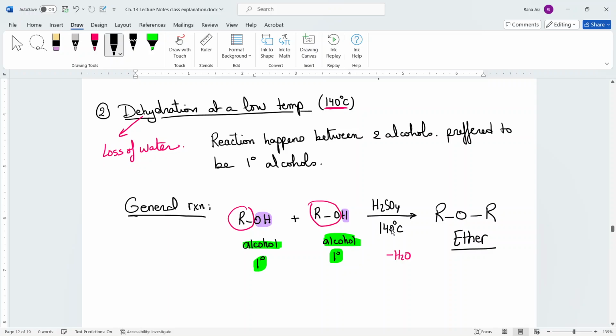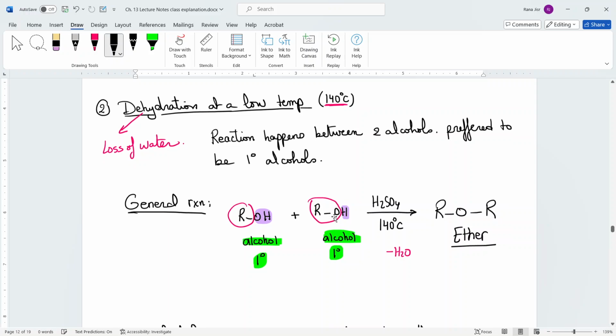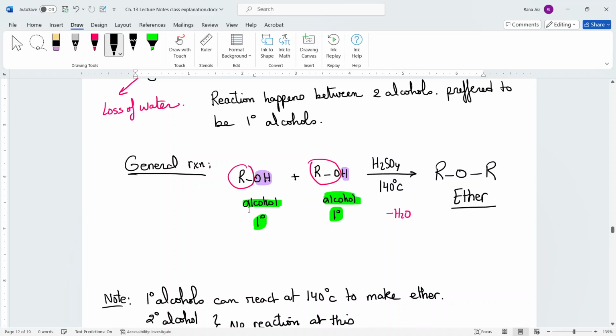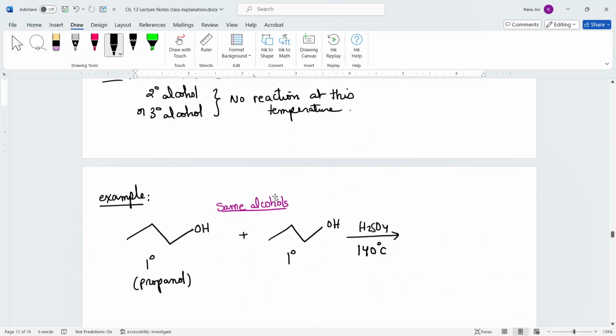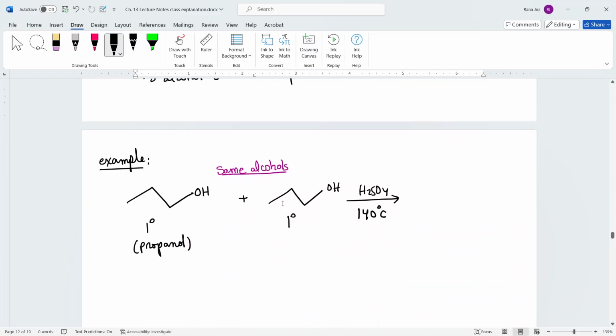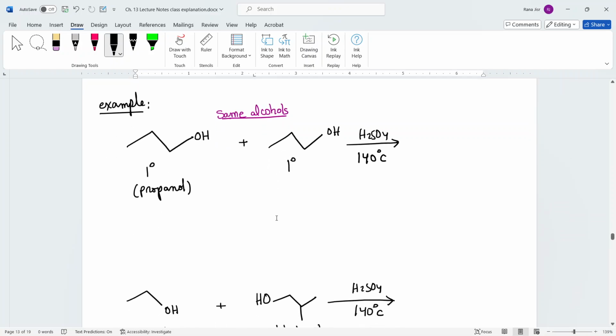And if the reaction is at low temperature, this means that I am reacting two alcohols together. I said that this reaction is limited, and it's limited only to primary alcohols. So if you have a secondary alcohol, there will be no reaction. Okay? So secondary, tertiary alcohols, there will be no reaction. And the alcohols can be primary. They can either be the same or they can be different. It really doesn't matter in this case.